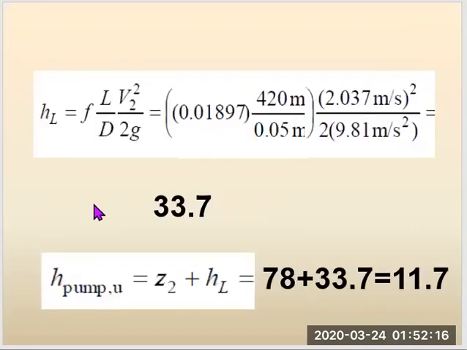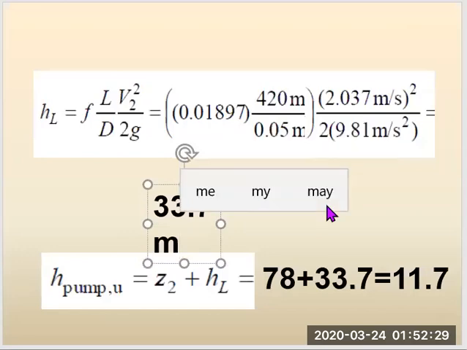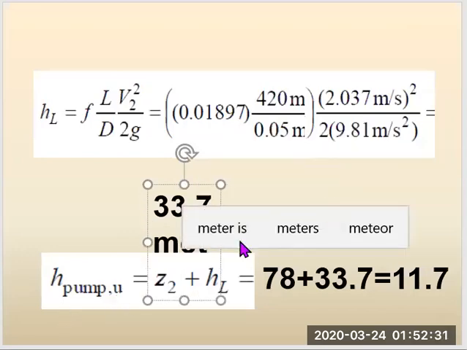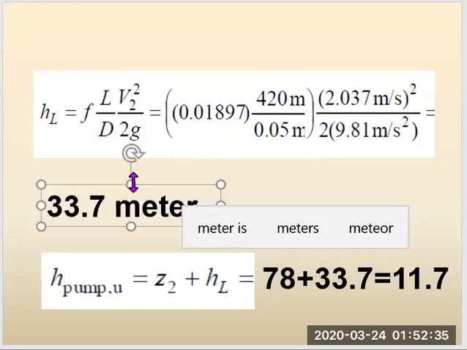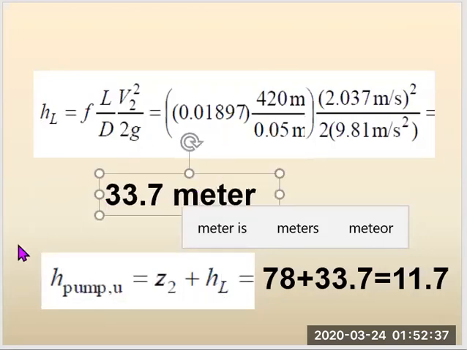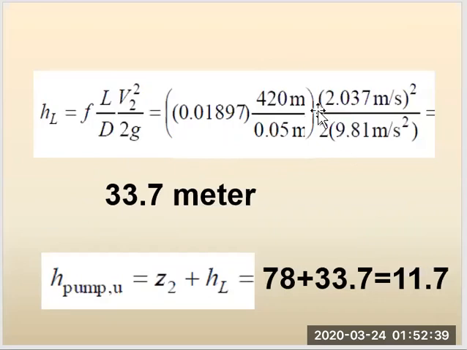Now that I have the Darcy friction factor, I plug that into the equation for the calculation of the head loss. So this is what I did. The unit of this is meter. This is very important: the unit of what I get from this head loss equation, if I use all SI units, will be a length scale in meter.